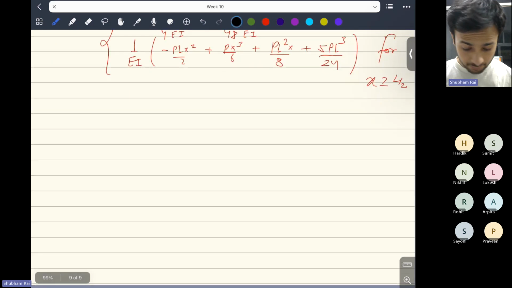Now let's say we have another beam problem, which is something like this.